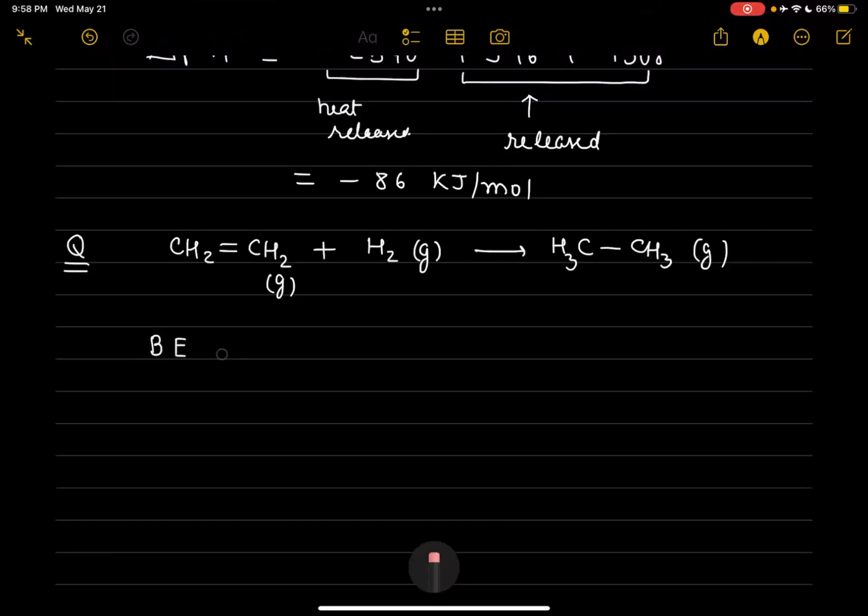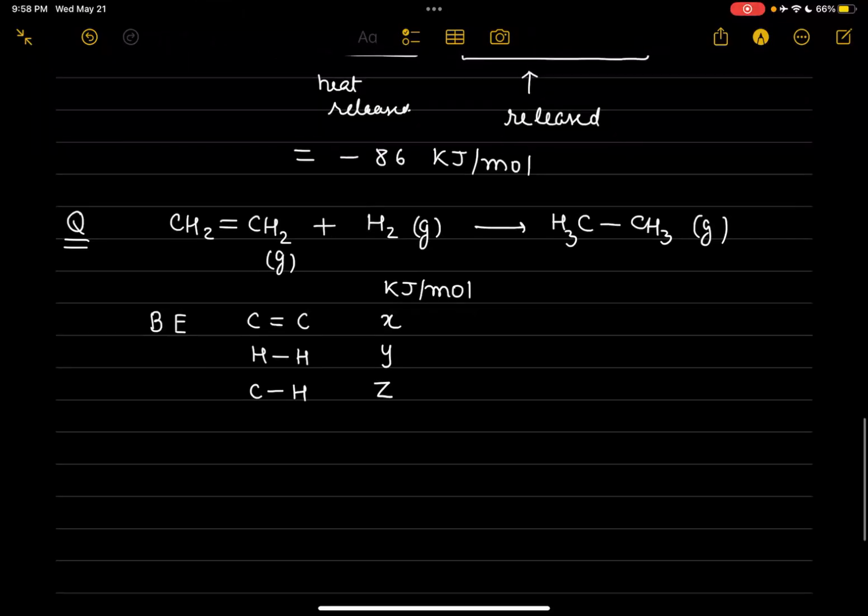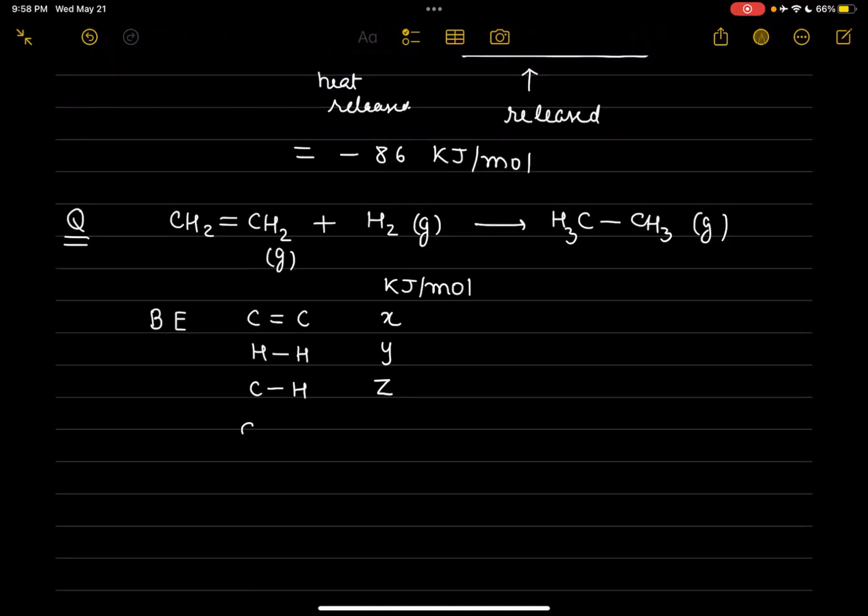Bond energy of C double bond C is X. H-H is Y. C-H is Z. C single bond C is W. Calculate the heat of reaction in terms of X, Y, Z.